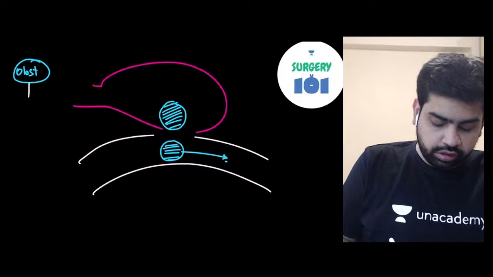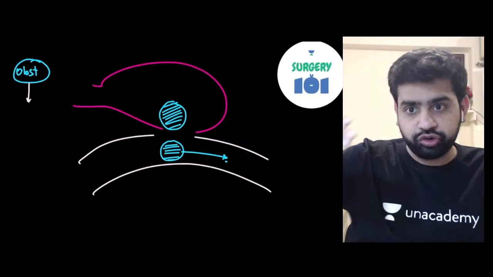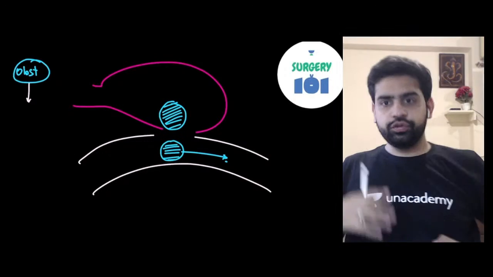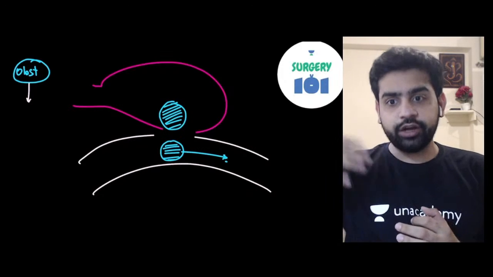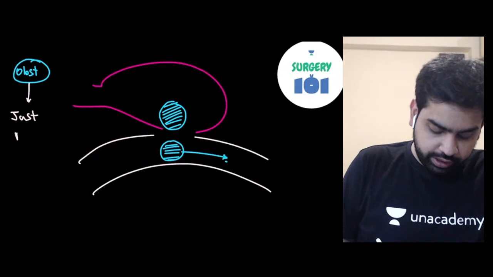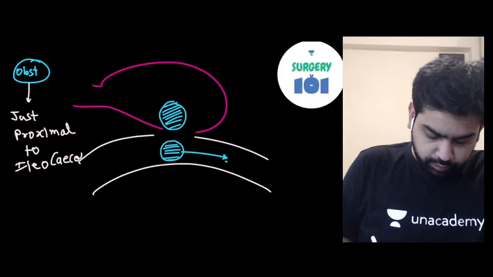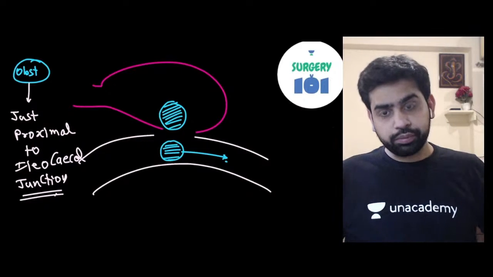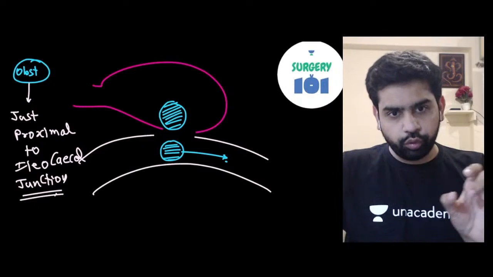The most important point is, where does it lead to an obstruction? What is the point where the stone might go and obstruct? It is not at the ileocecal junction. One of the common misconceptions is that it obstructs the ileocecal junction. That's not true. It obstructs just proximal to the ileocecal junction. The narrowest part of the small intestine is just proximal to the ileocecal junction, and this stone goes and obstructs over there.